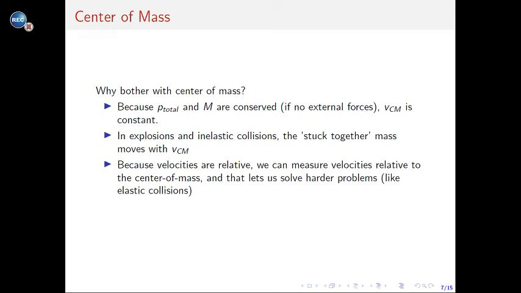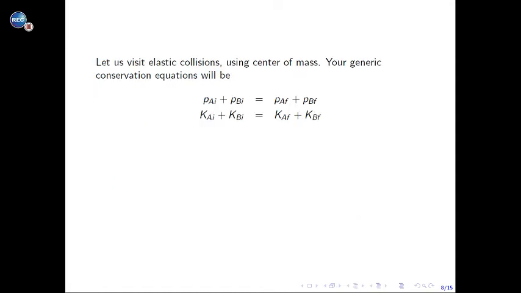So we can measure things relative to the center of mass. And that's going to let us solve a simpler problem. So I go through this in these slides. And we'll also use center of mass in other places when we talk about rotation eventually. So going back to this elastic collision we were doing, your general conservation equations look like this. You have momentum conservation and energy conservation, kinetic energy conservation.